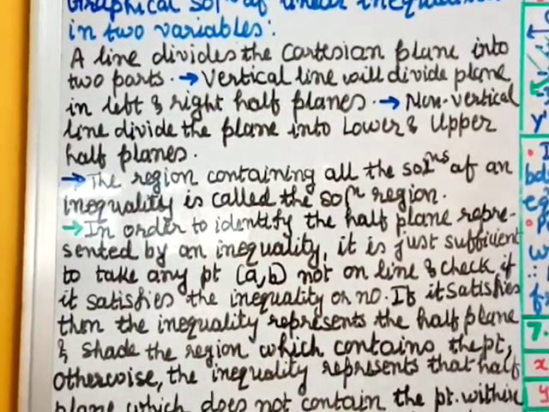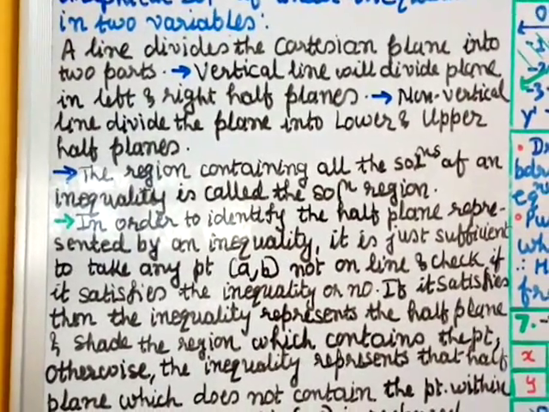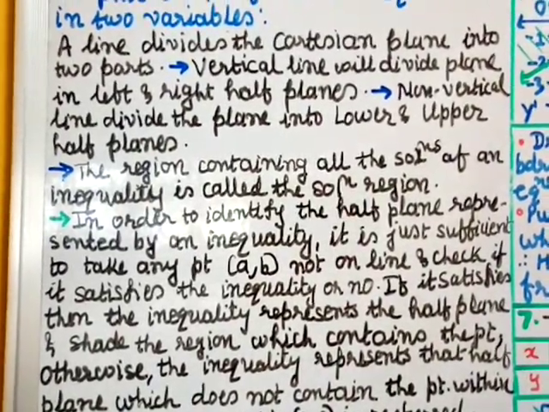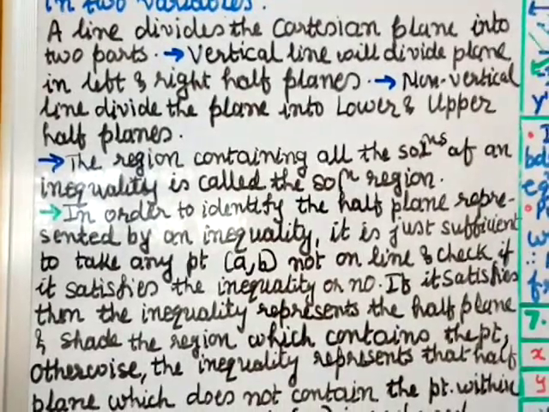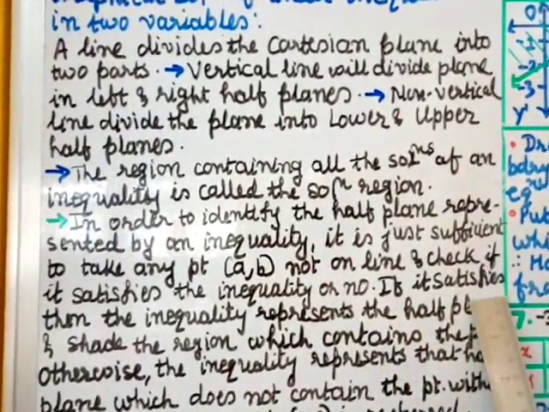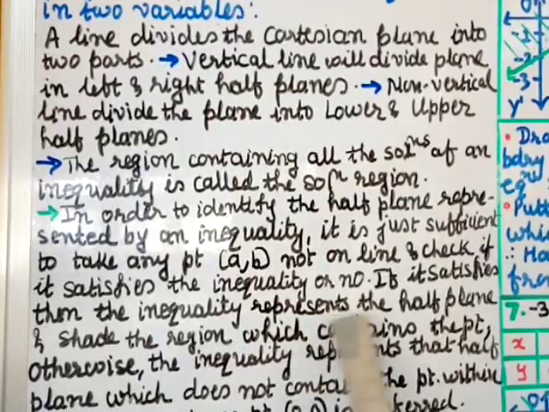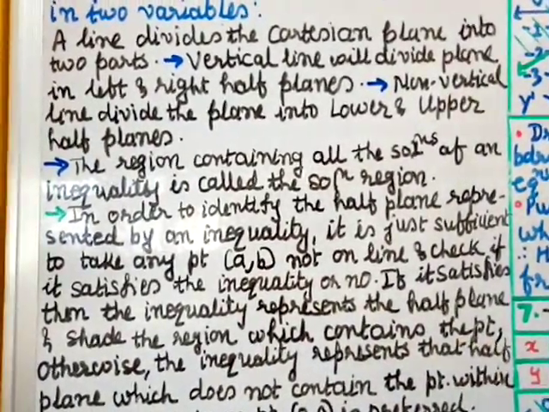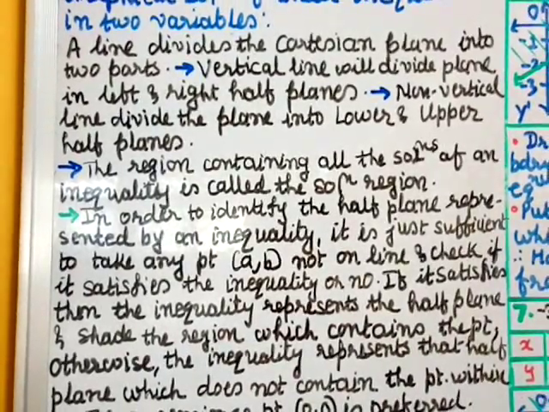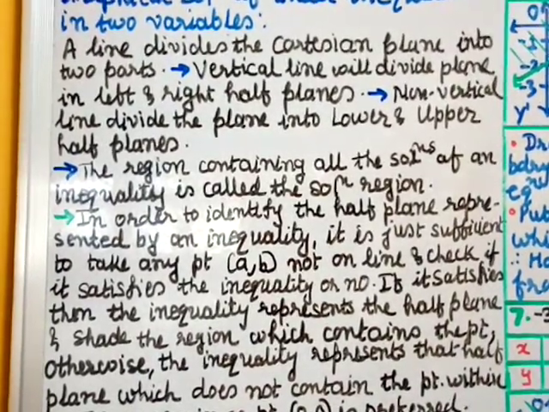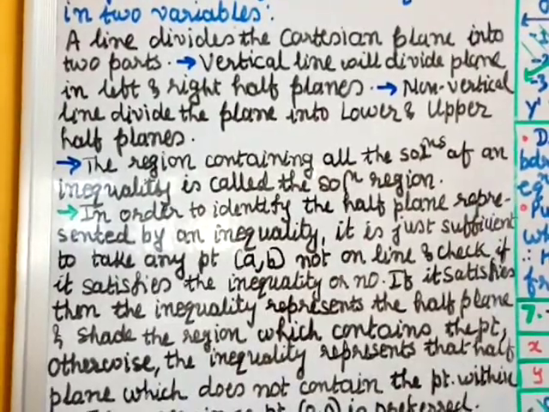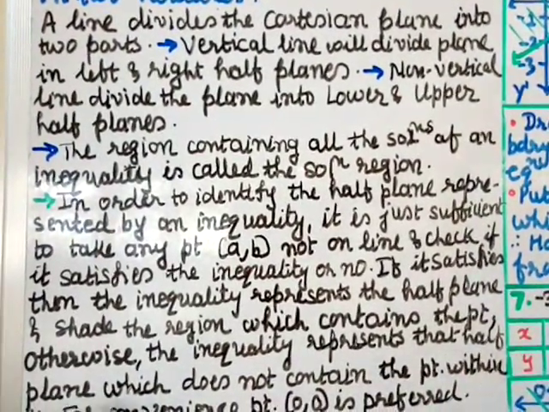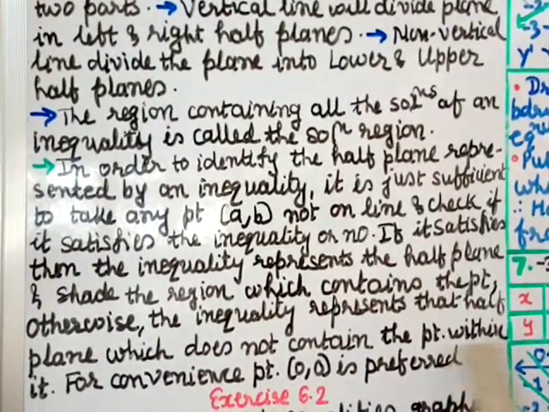So for that you have to take any point. The point should be in one of the half planes, it should not be on the line, and you have to check whether the inequality is true for that point or not. If it satisfies, then the inequality represents the half plane, and you shade the region which contains the point. If the point satisfies the inequality, that region is the solution region and you shade it. Otherwise, the inequality represents the half plane which does not contain the point.